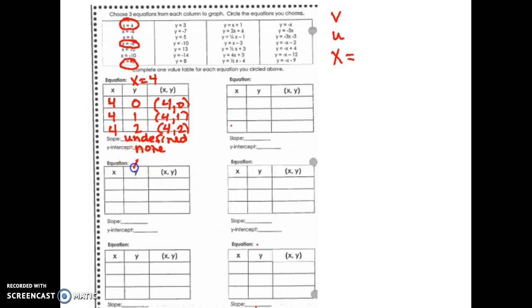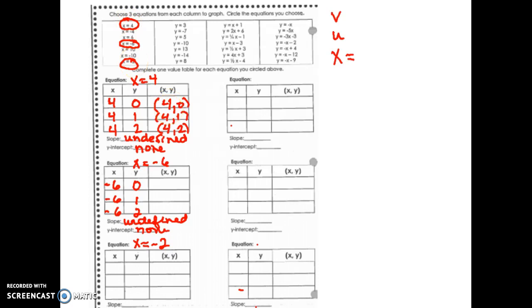I would then do the same thing for x is equal to -6, and in this case my x's would be -6. It wouldn't matter what my y's are. Again, I could pick 0, 1, 2, and then I get my corresponding x, y values. My slope, again, is going to be undefined, and my y-intercept would be none. And my third one that I picked would be x is equal to -2, and I'll let you finish that off. So you pick 3 equations from that first column, and then you fill in the tables.